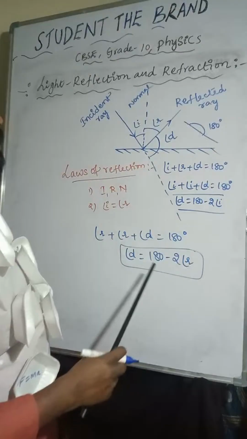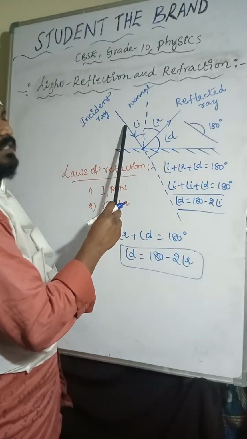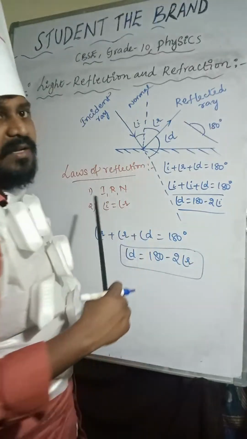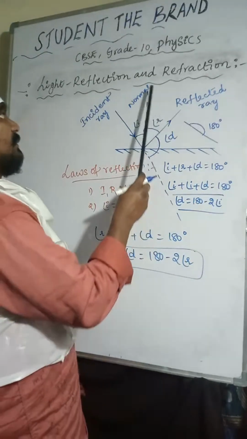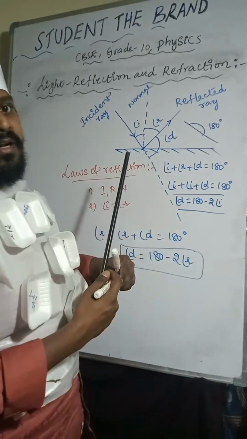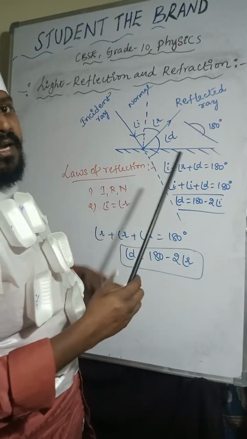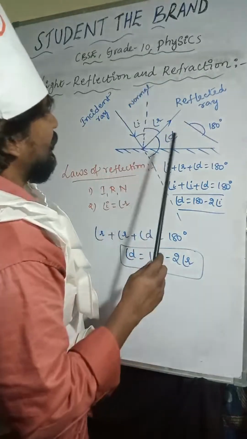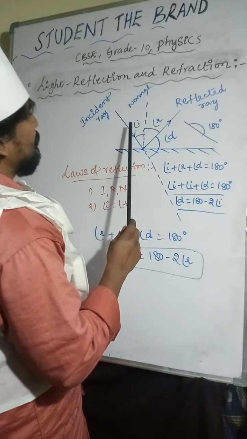Once again, the light ray which is incident on the surface is called the incident ray. The light ray which is reflecting back is called the reflected ray. The line which is perpendicular to the plane surface is called the normal line, shown as the dotted line. The angle between the incident ray and normal line is called the angle of incidence.